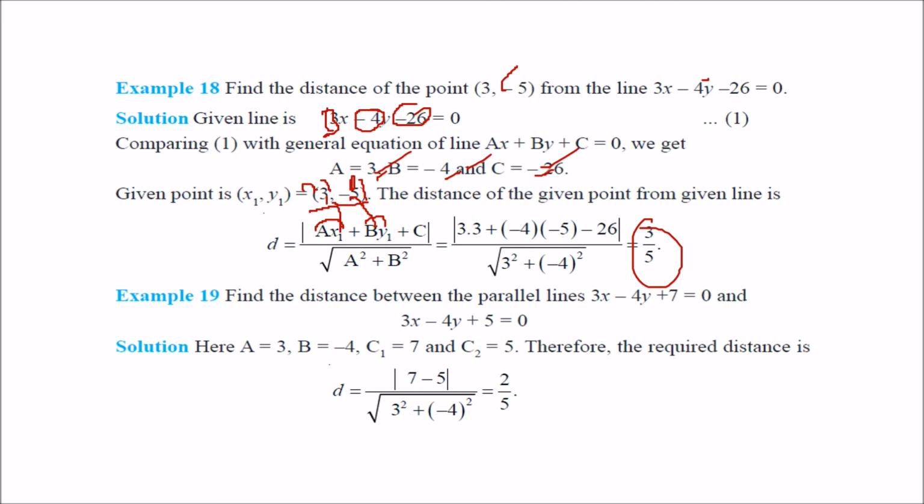Now you have to find the distance between two parallel lines. See, 3x minus 4y is equivalent to 3x minus 4y. Only the difference is 7 and 5. So the direct formula is c2 minus c1 by under root this square plus this square. So this is 2 by 5.